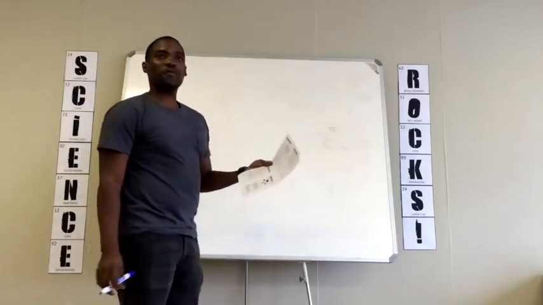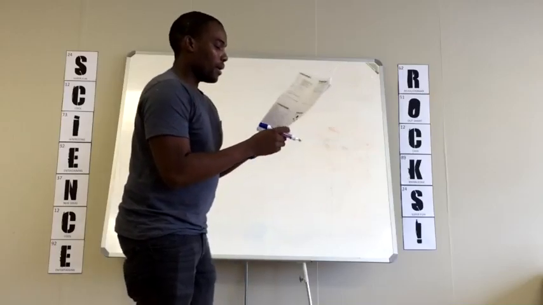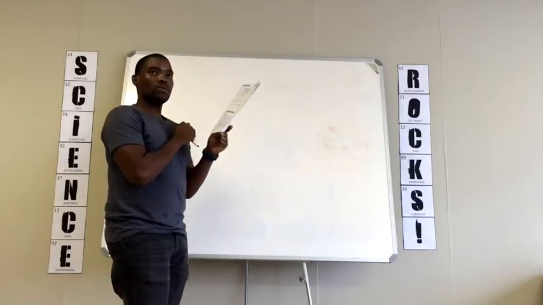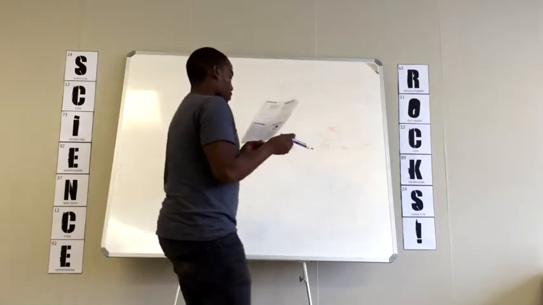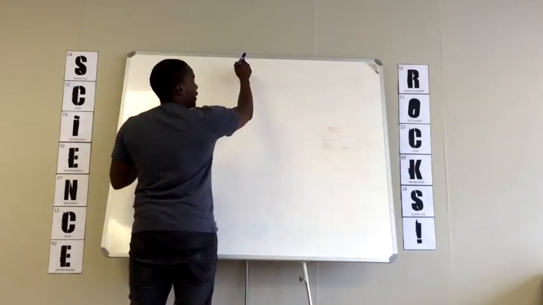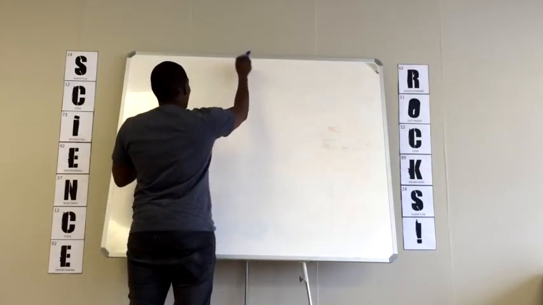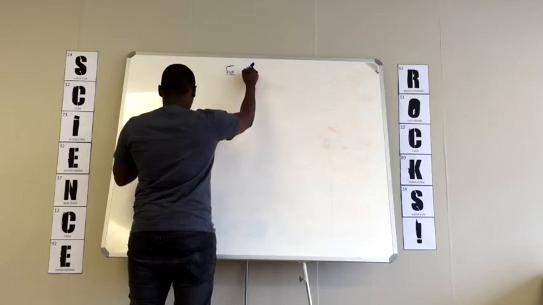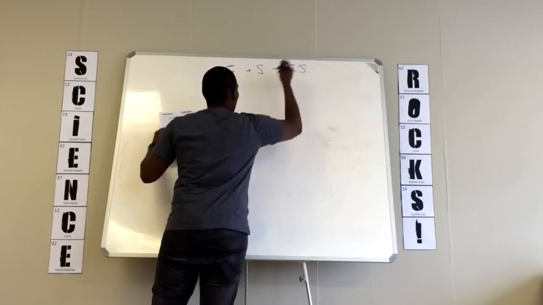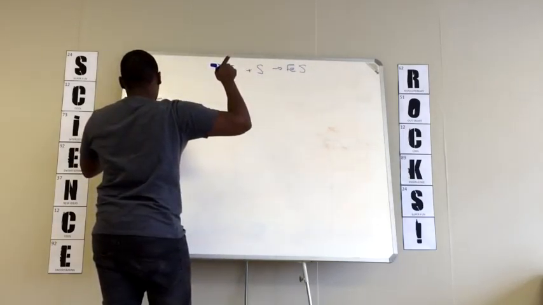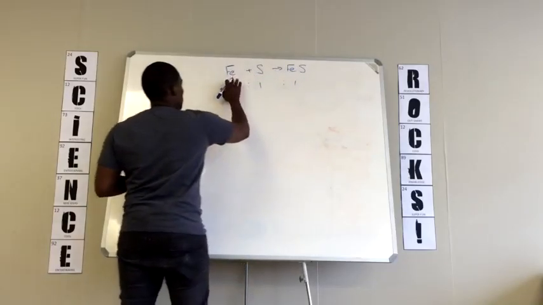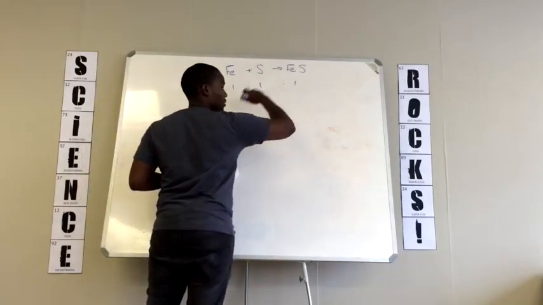Okay, on page 24, you guys look down there. I'm going to do example question number 2. So we have iron and sulfur producing iron sulfide. Is that balanced? It's 1 to 1 to 1. One of this will react with one of those to produce one of those in terms of moles.